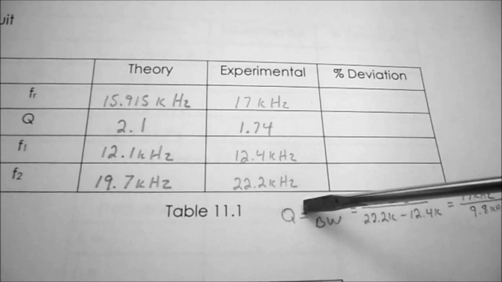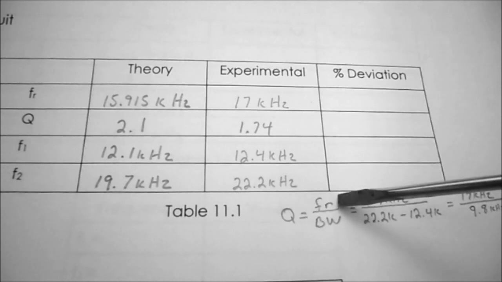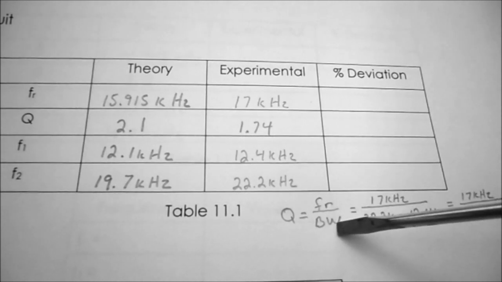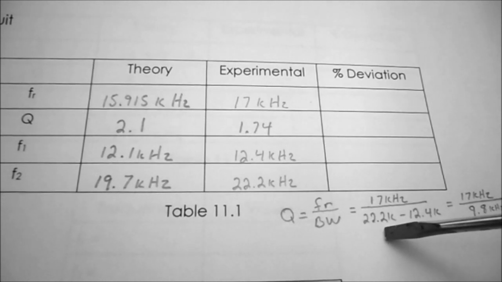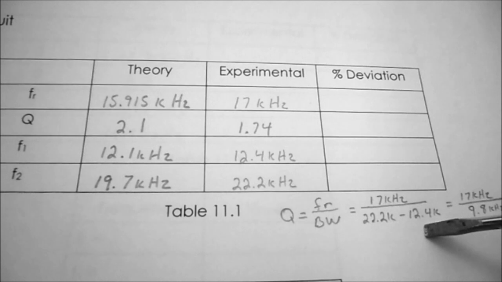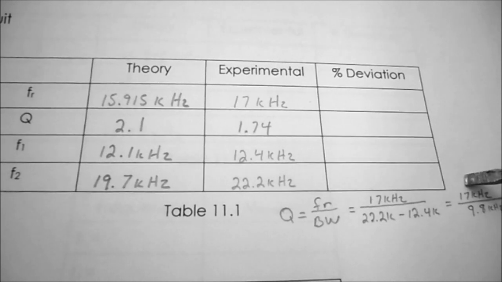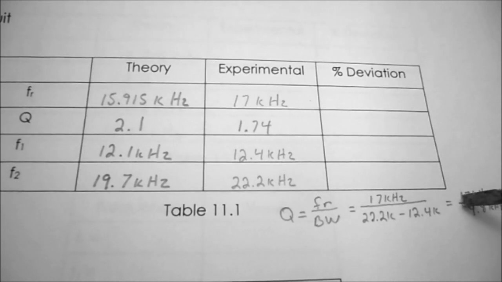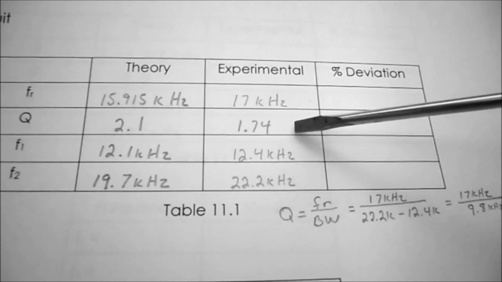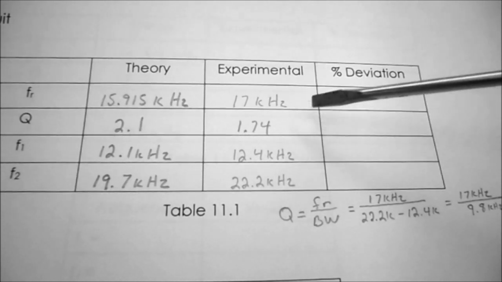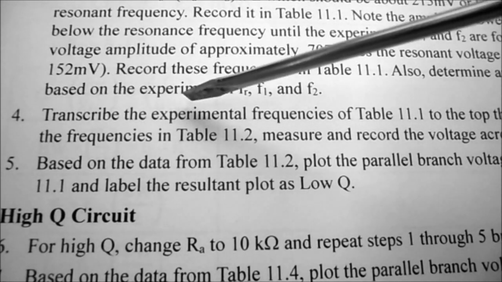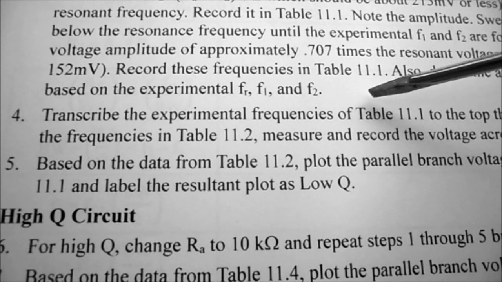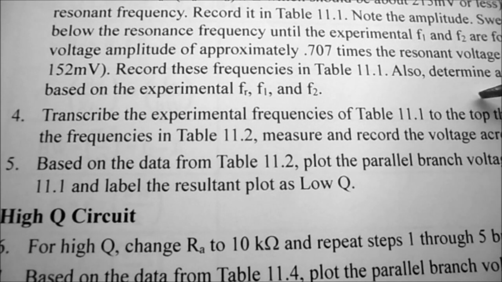then I've calculated Q as being equal to the resonant frequency divided by the bandwidth. And remember, the bandwidth is F2 minus F1, so that becomes 17 kilohertz divided by 9.8 kilohertz, which works out to 1.74. So under procedure, step number 4, they're telling us to take the experimental frequencies of table 11.1 and put these in the top entries of table 11.2.